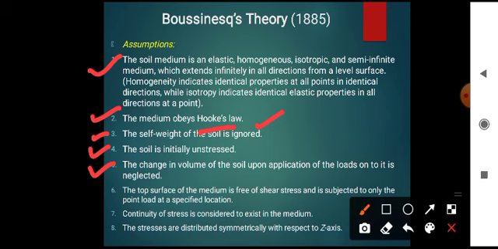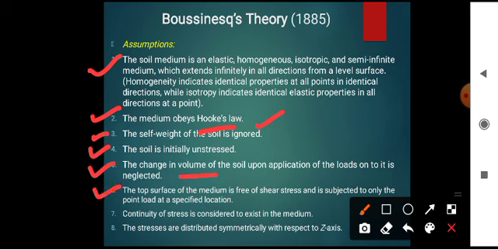Fifth one, the change in the volume of the soil upon application of the loads on it will be neglected. Upon application of the load, as we know, there will be considerable change in the volume. So the change in the volume, we are not considering in this particular theory.